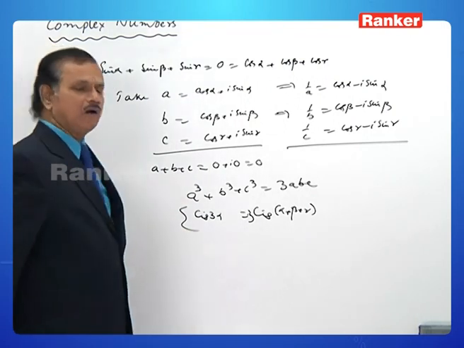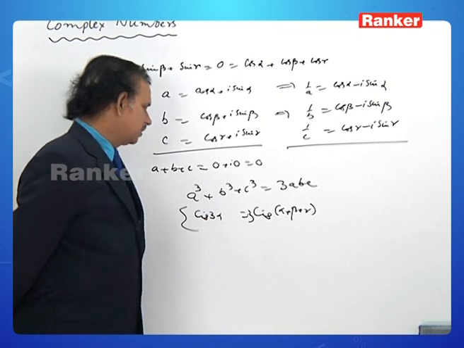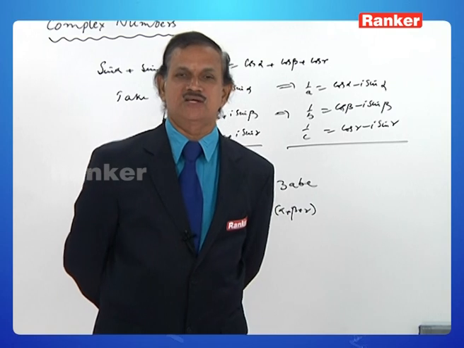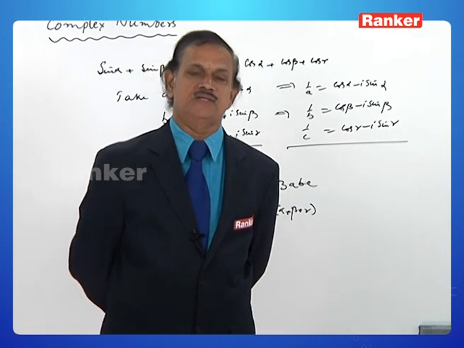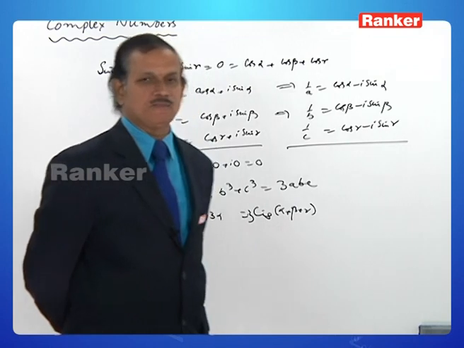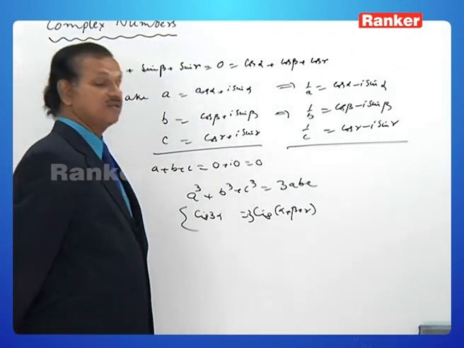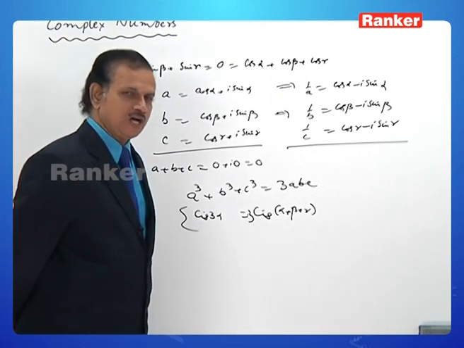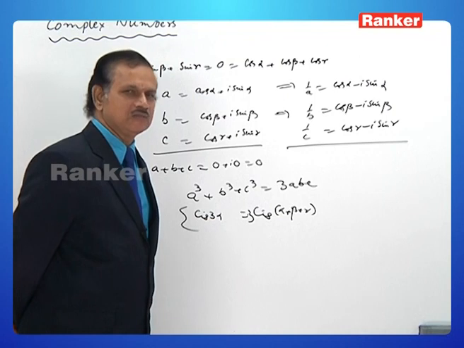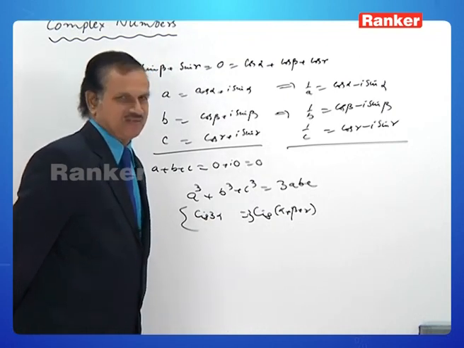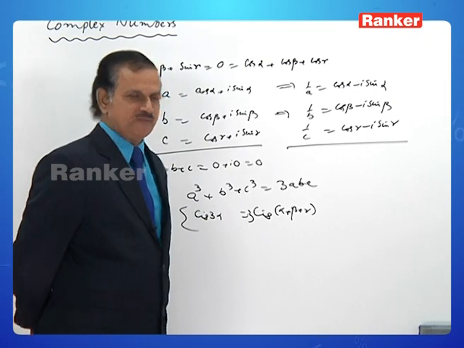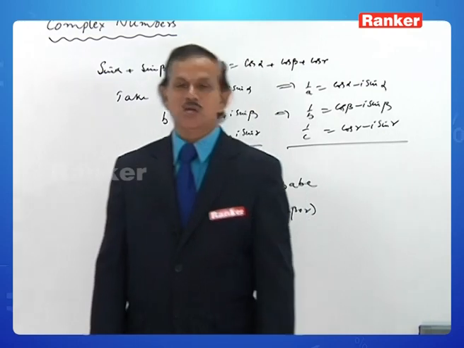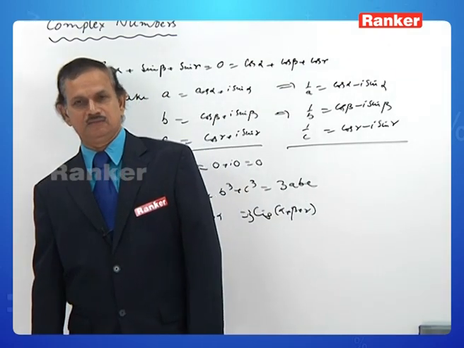If you expand this sigma and compare the real and imaginary parts, you will have cos 3 alpha plus cos 3 beta plus cos 3 gamma is equal to 3 into cos of alpha plus beta plus gamma, and sin 3 alpha plus sin 3 beta plus sin 3 gamma is equal to 3 into sin of alpha plus beta plus gamma. So we are able to get almost all the results we could have listed previously, simply because of this simple result, that is sin alpha plus sin beta plus sin gamma is equal to 0 is equal to cos alpha plus cos beta plus cos gamma.